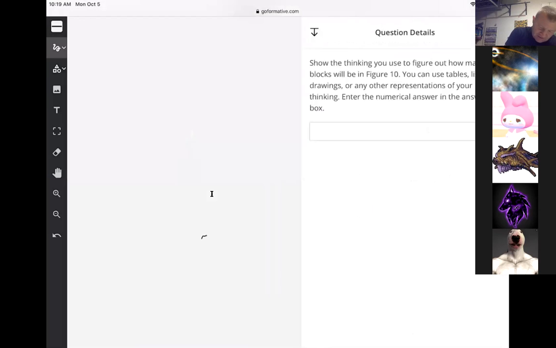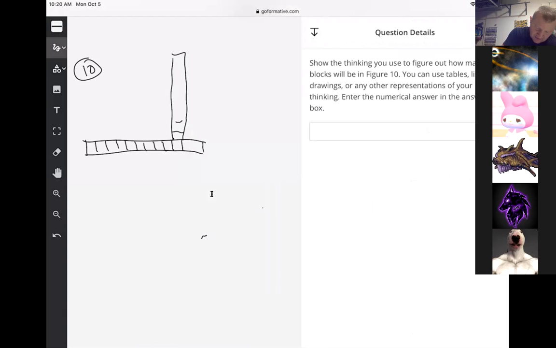Where's it letting me draw? So they noticed that for figure 10, this would have 10, 2, 3, 4, 5, 6, 7, 8, 9, 10. And then this would go up 10, you know, 2, 3, 4, 5, 6, 7, 8, 9, 10. And then they filled in everything in here and they counted. Okay. Totally fine strategy. And I see people sharing a really good number in the chat, 55.